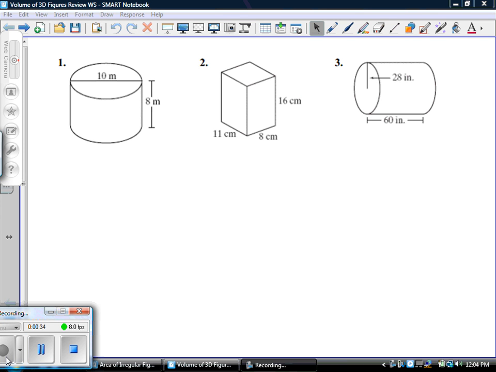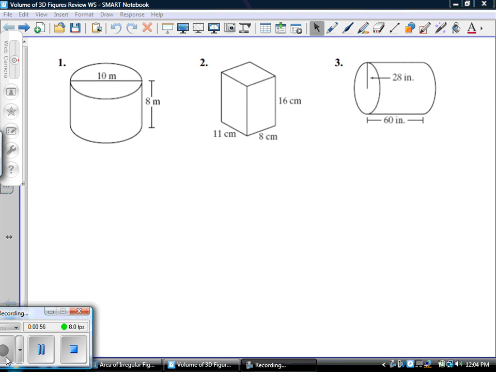For those of you in my class, you will see that these problems do look familiar. They're from our volume of three-dimensional figures review worksheet. And so if you had any problems with that after we discuss it, you could even go back to that specific worksheet and watch how some of the problems were solved previous to our quiz.